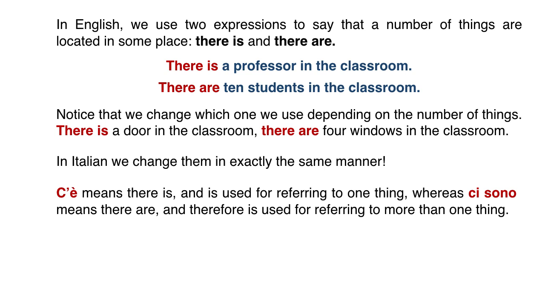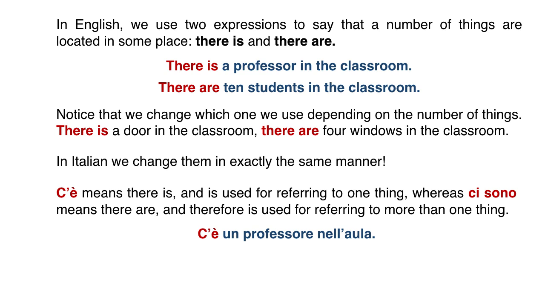For example, two examples in Italian. C'è un professore nell'aula. Right? What does this mean? Well, un professore, as you guys know, means a professor. Aula means classroom. And nel means in the. So, a professor in the classroom, right? And c'è means there is. There is a professor in the classroom. We used c'è because there is one professor.